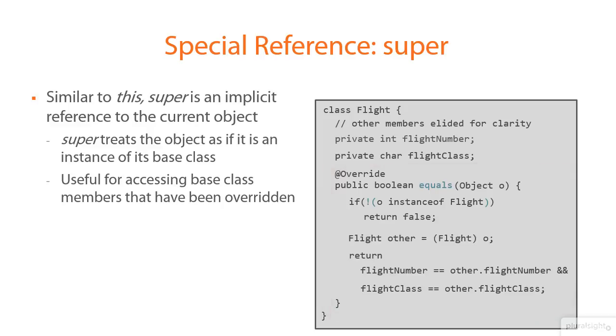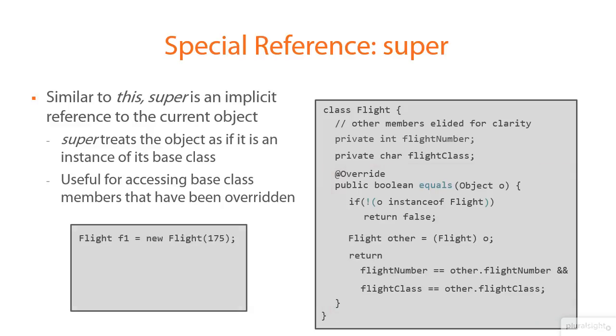But let's look at some code here. Let's say we go ahead and we create an instance of flight with a flight number of 175 and assign that to F1. And then we declare another reference, F2, and assign it F1. So now F1 and F2 are pointing to the exact same flight instance. So now if we say if F1 equals, passing in F2, that's going to call into our equals method.